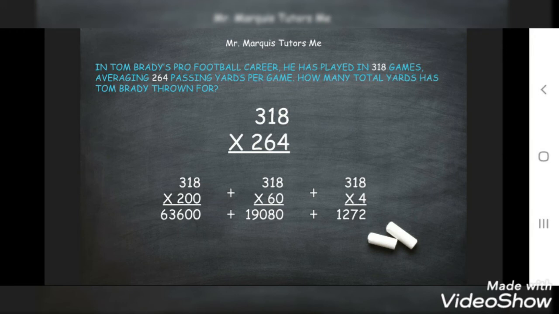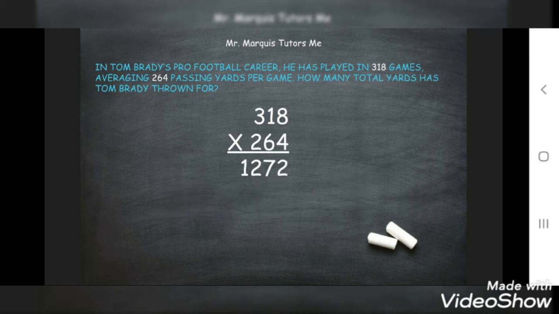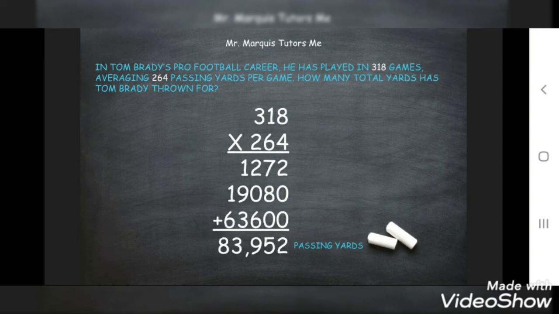I took my 318 times 60 and got 19,080. And then 318 times the 200 was 63,600. And I have to add all of those up. It would be the same if you were to say 318 times the 4 is the first line, 318 times the 60 is the second line, 318 times 200 gives me that 63,600 because it is in the hundreds place. It's the same thing. Now we add straight down and we get 83,952 total passing yards.